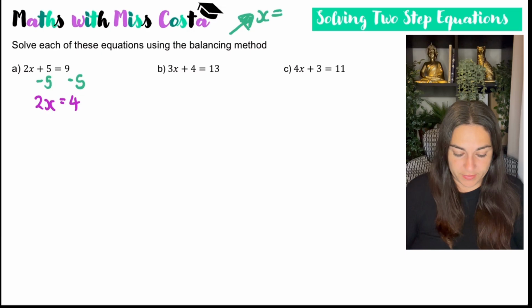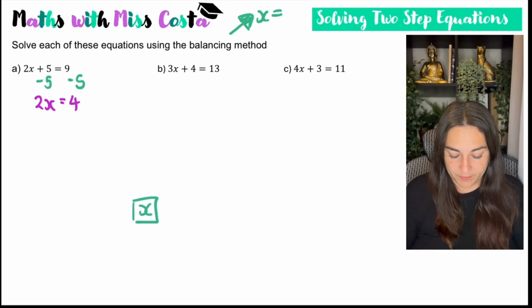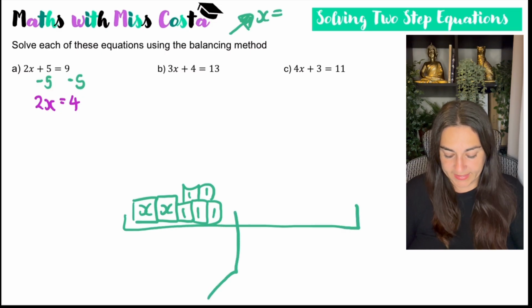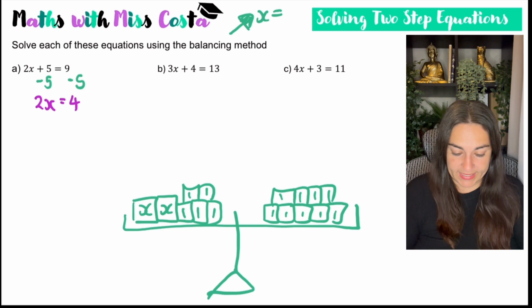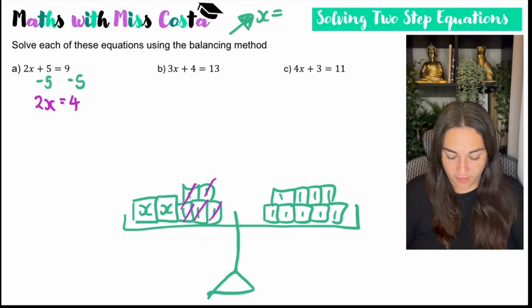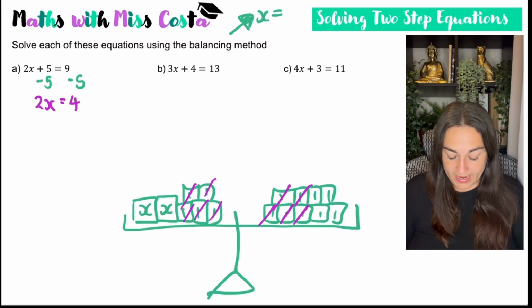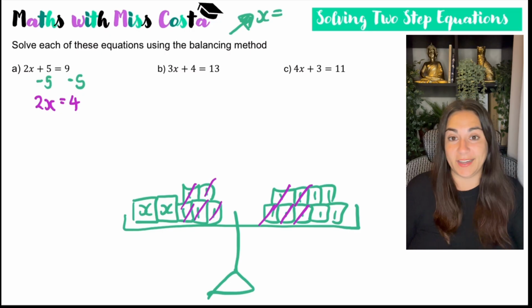And actually, let's try and visualize this just so that you can see what's happening. So I've got 2x plus 5, so 1, 2, 3, 4, 5. That's on one side of the scale. And then here I've got 9, so 1, 2, 3, 4, 5, 6, 7, 8, 9. Okay. So the first thing I've done is I've taken away 5. I took away 5 from here, so I'm going to do the same to the other side. 1, 2, 3, 4, 5. And what am I left with? I'm then left with 2x equals 4.